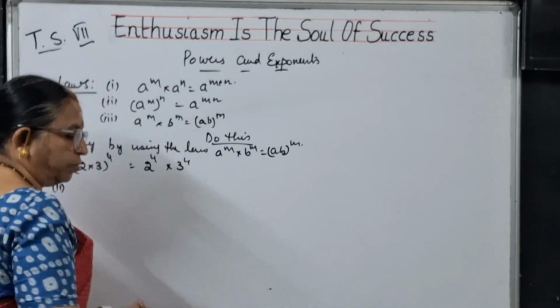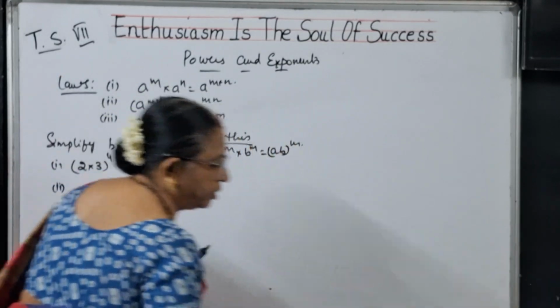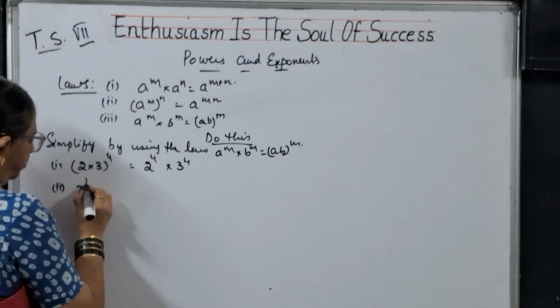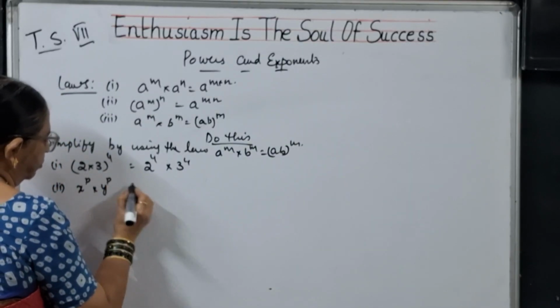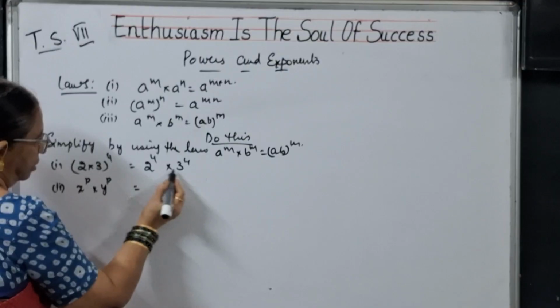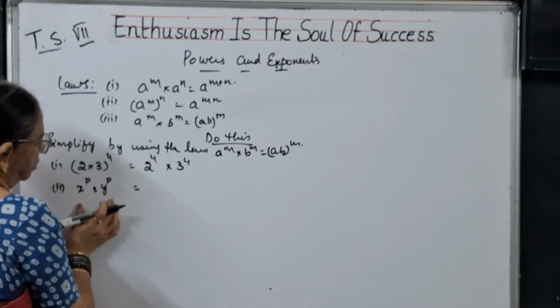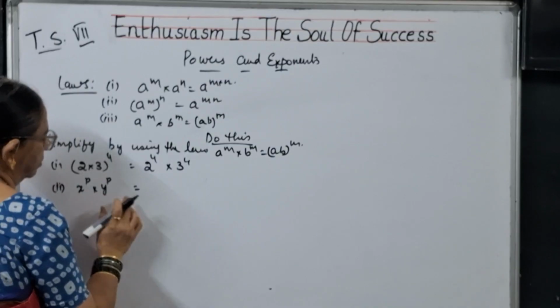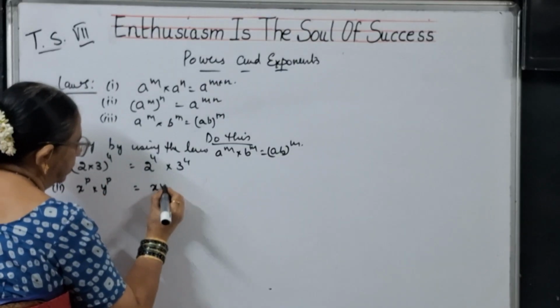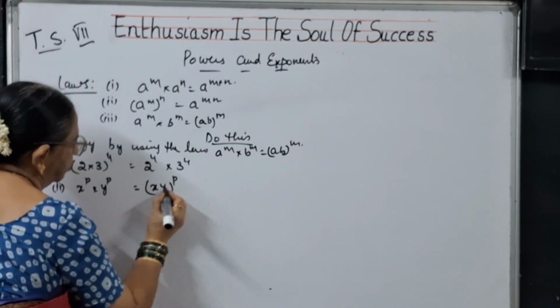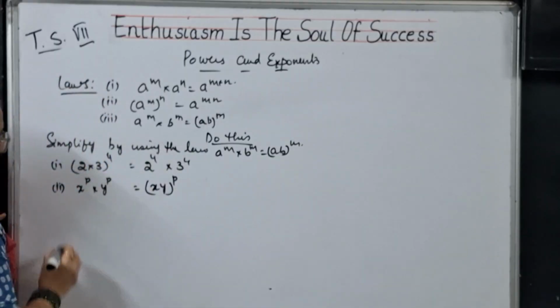Next, second bit, x to the power of p into y to the power of p. See, here they have given this and they asked you this. Here, they have given this part. Now we have to write this. Bases, powers are same. So we will be writing x into y whole to the power of p.